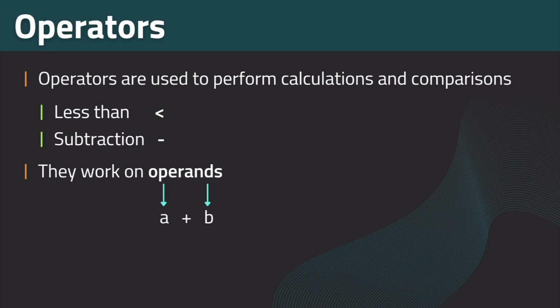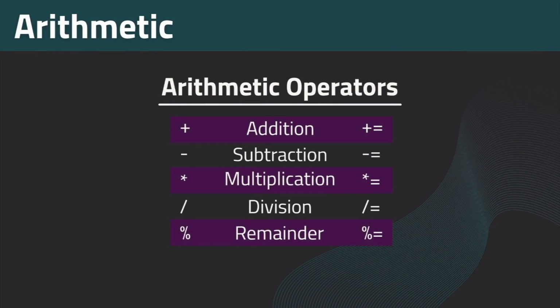Operators work on operands. Here we have an example. We have the plus operator, and it's operating on the operands A and B. Here's a listing of the arithmetic operators that are available within Go. We have addition, which is plus, subtraction as a minus, multiplication is a star, division is a forward slash, and remainder division is a percent symbol.